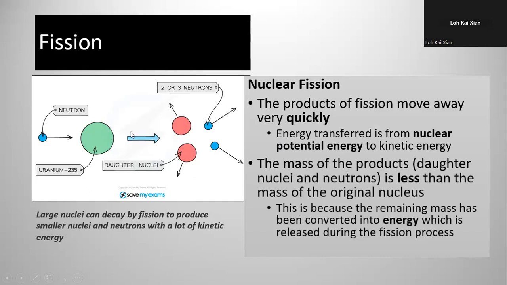The masses of the products, the daughter nuclei and neutrons, add all of these up, is less than the mass of the original nucleus. If you add these two together, they have a greater mass than all these masses. This is because the remaining mass has been converted into energy, which is released during the fission process, right? So this mass is greater than all this mass. The difference in mass appears as energy that's released.